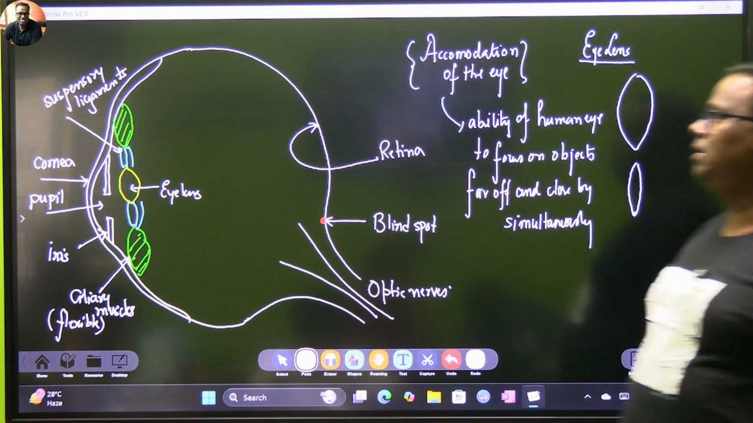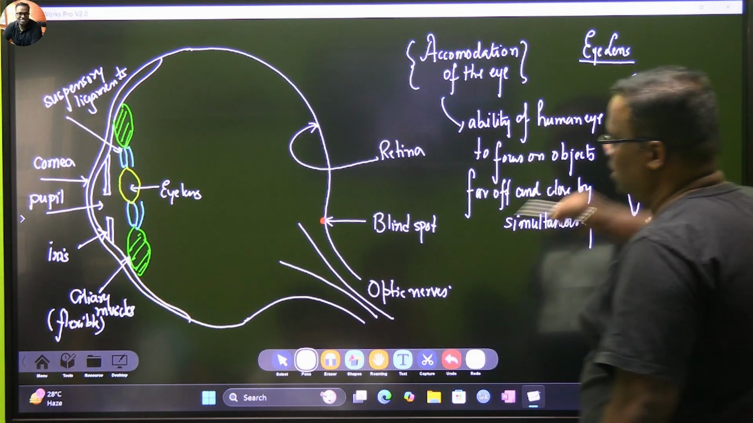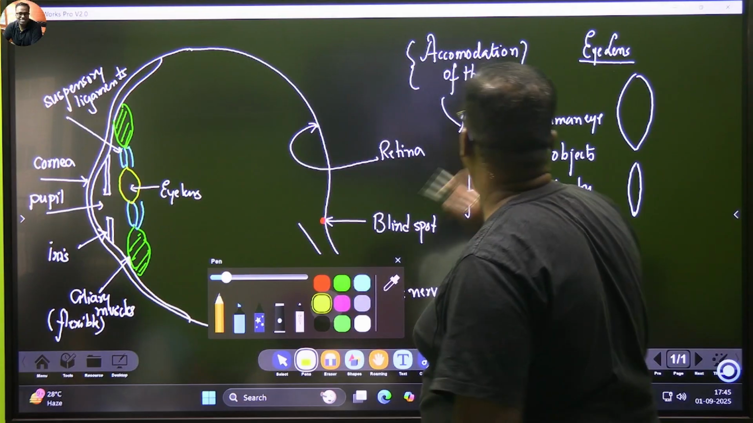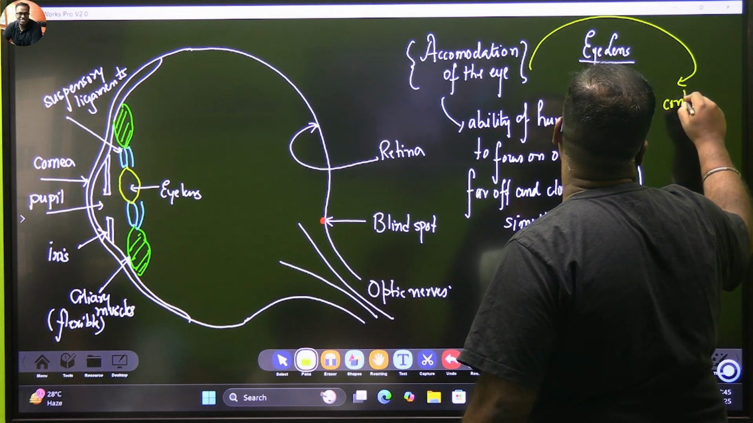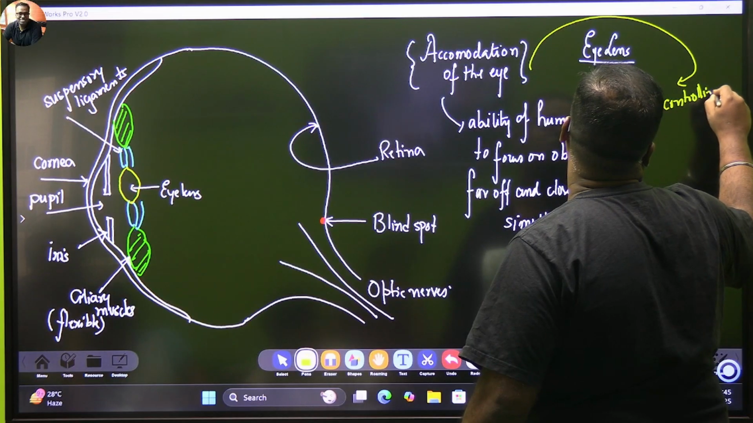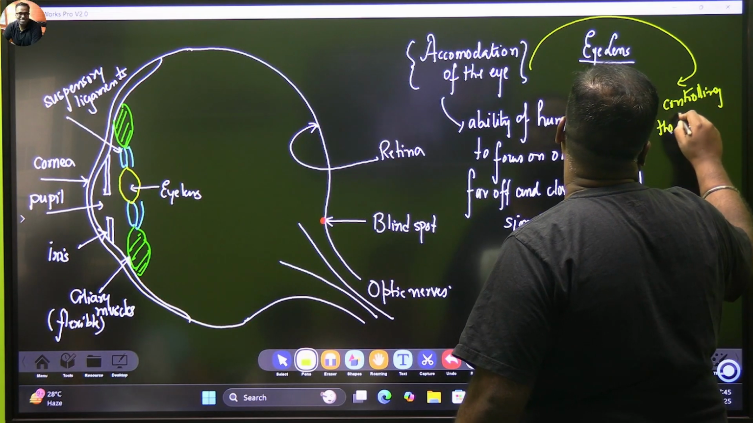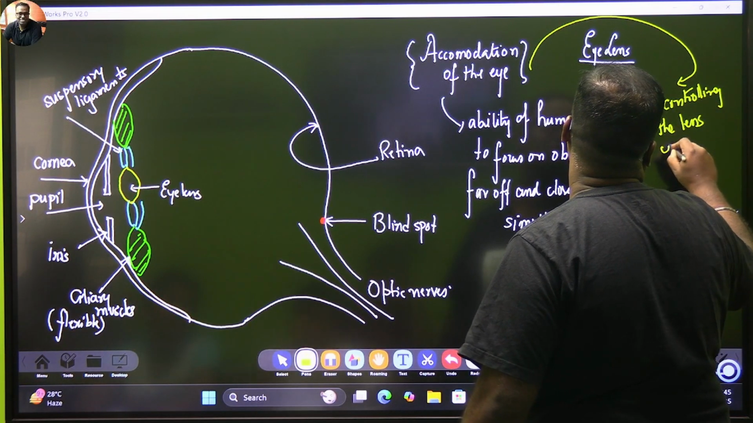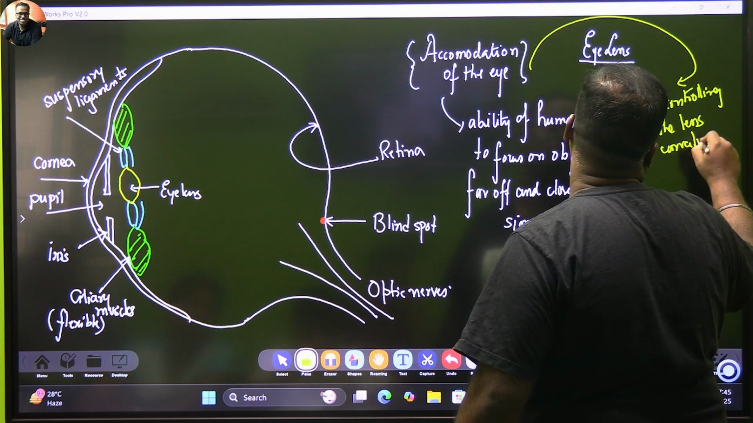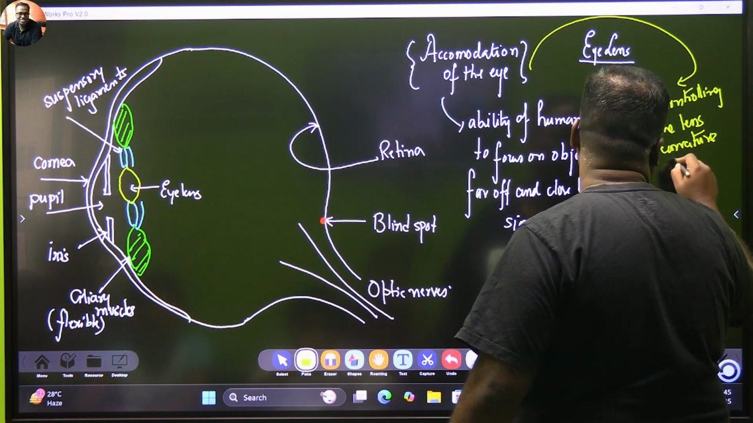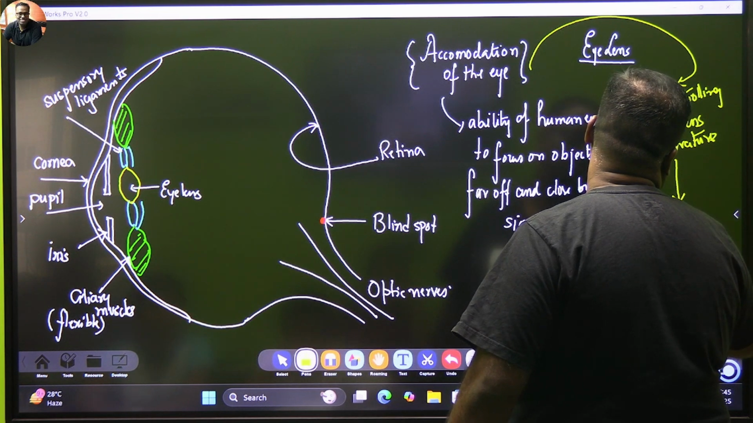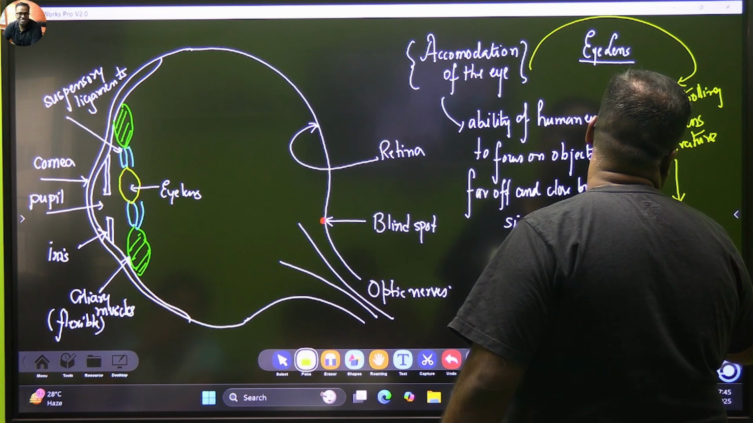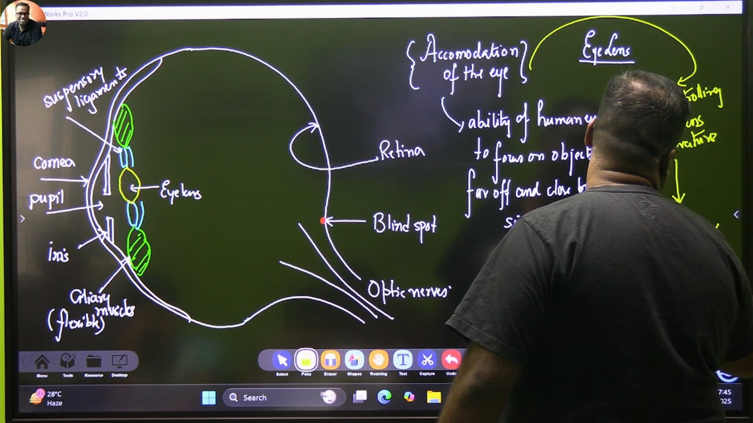And how do you see it? This accommodation is actually done by controlling the lens curvature. Have you understood? Controlling the lens curvature. If you go further, who is responsible for this? The ciliary muscles. That is how you understand. The ciliary muscles' flexibility.